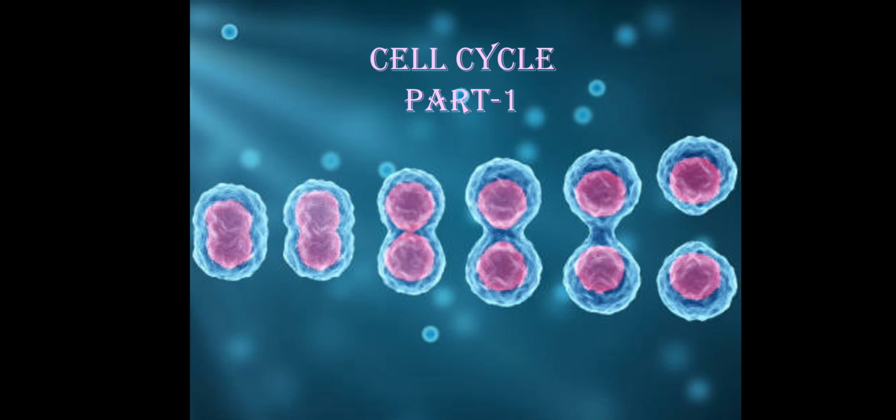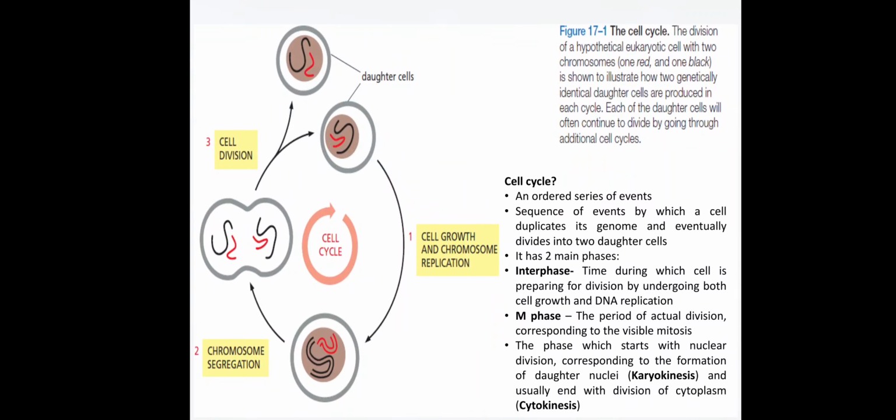Okay, there are two phases of a cell cycle. Which are they? They are interphase and M phase. For now, M will be defined as mitosis. Okay, so there are two phases, interphase and M phase. So what is interphase?